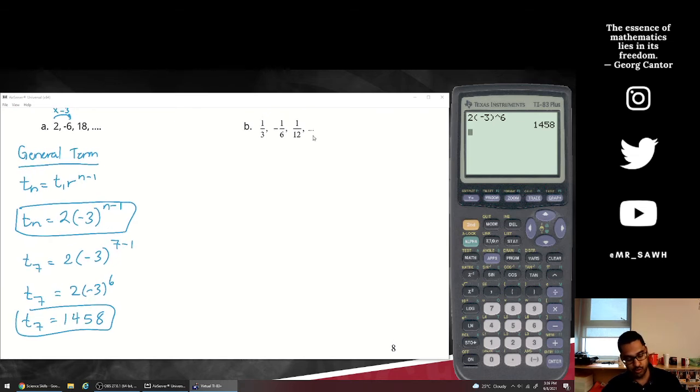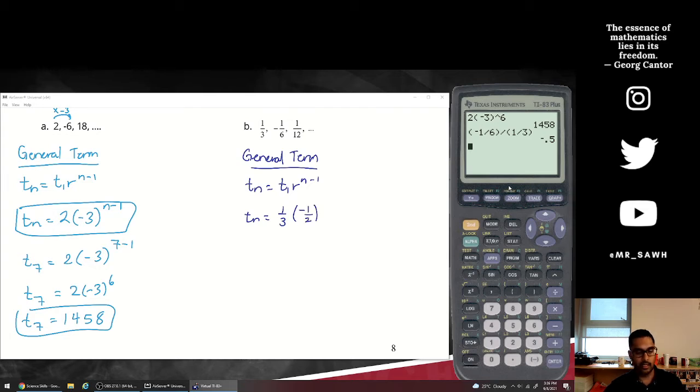There we go. We can do the same thing for the other one. Even with fractions, this is still true. So our general term, right, Tn equals T1 times r to the n minus 1. That's our formula. If you put in what you know, I don't know Tn, but I know the first term's 1 over 3. My ratio: if I take negative 1 over 6 and divide it by 1 over 3, I'm still going to get a fraction. So negative 1/6 divided by the previous term of 1/3 gives negative 0.5. So your ratio is negative 1/2, and n minus 1.